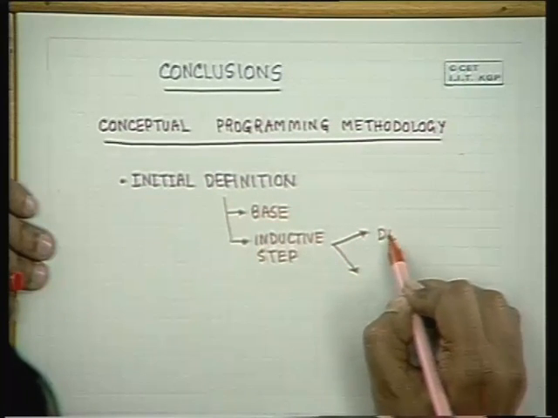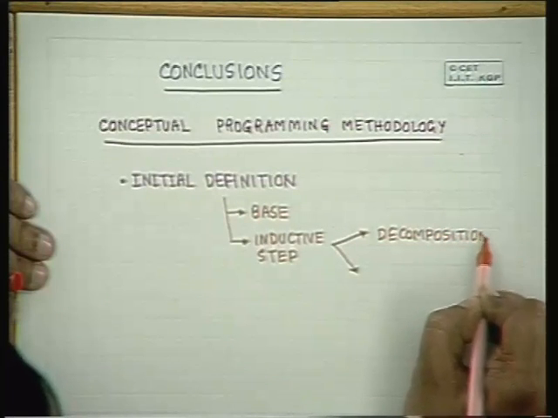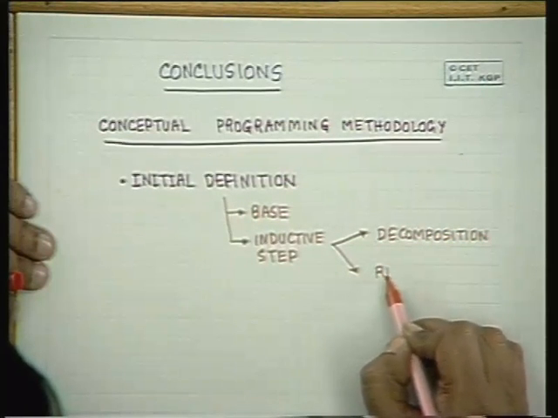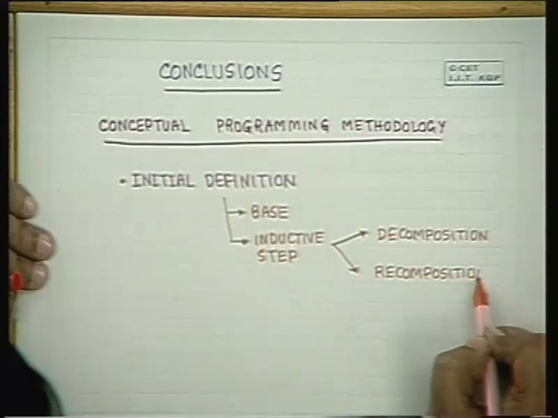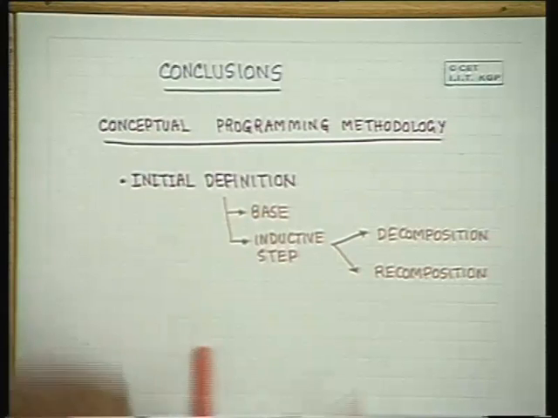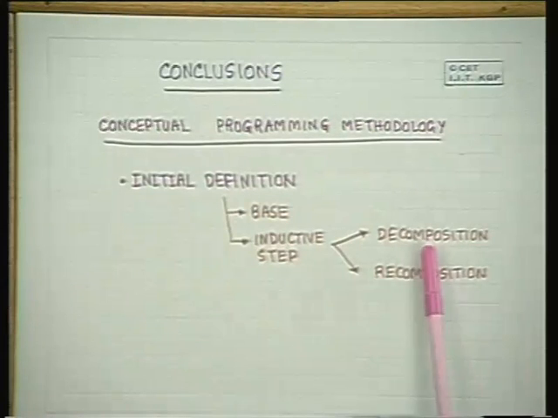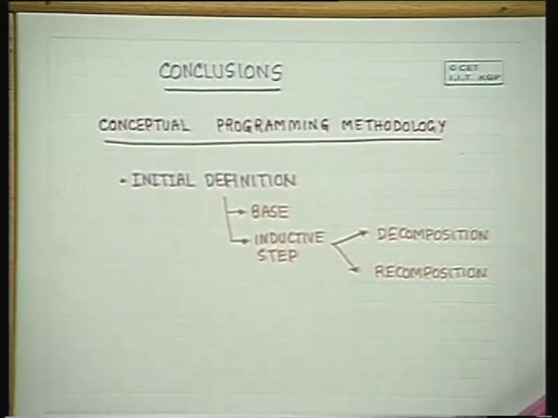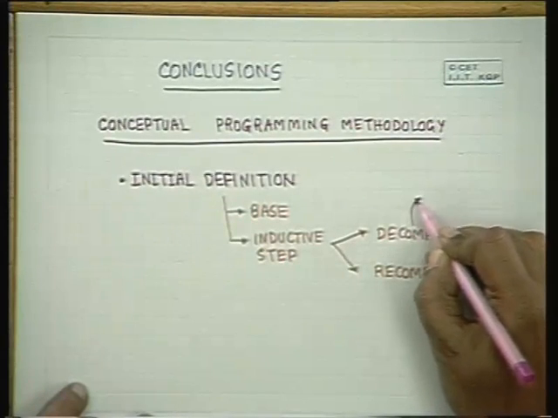Phase 1 was decomposition into subproblems, and phase 2 was recomposition of the subproblems. And we have solved several problems and obtained an initial definition, some solution to the problem. Somehow we have to obtain an initial definition. And we saw that in conceptual programming methodology, in this decomposition, we used the concept of recursion.